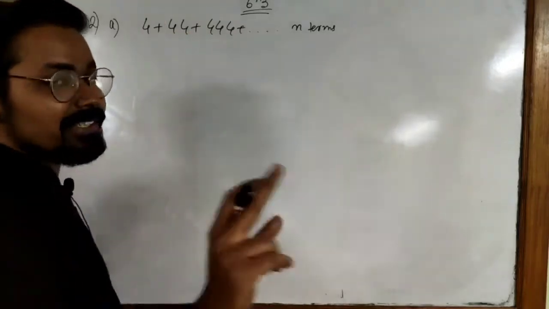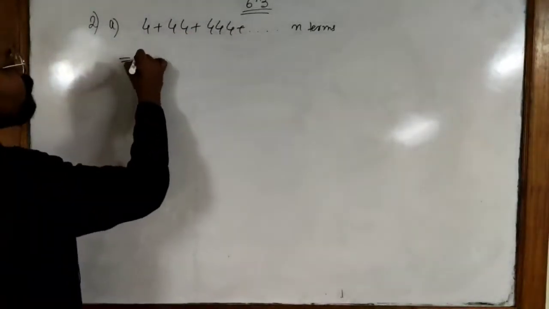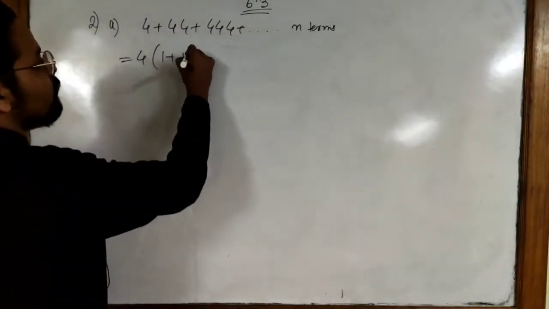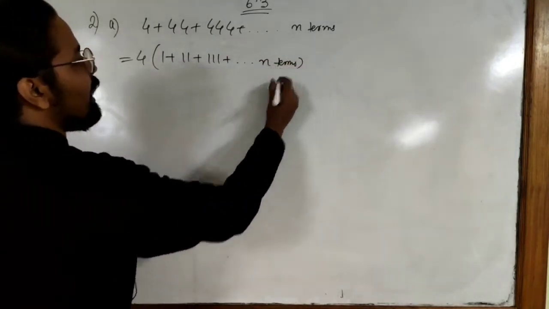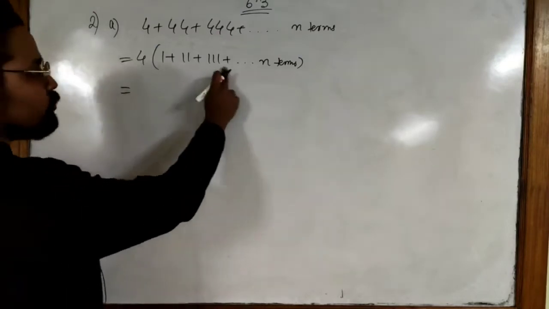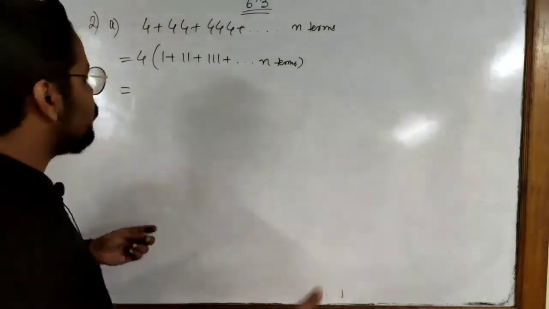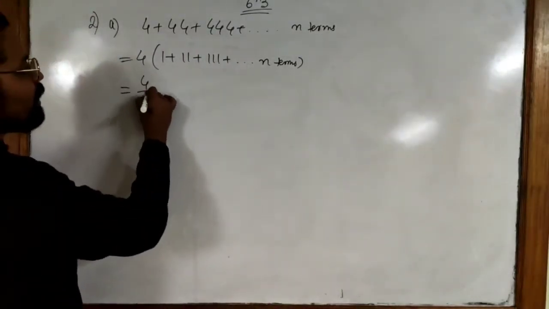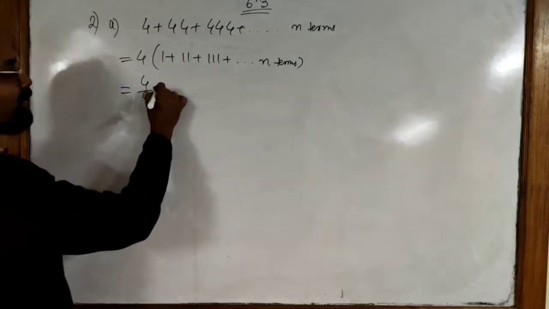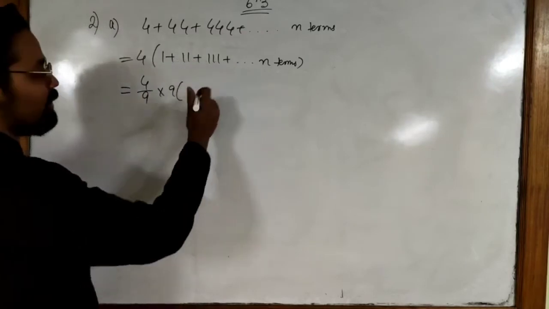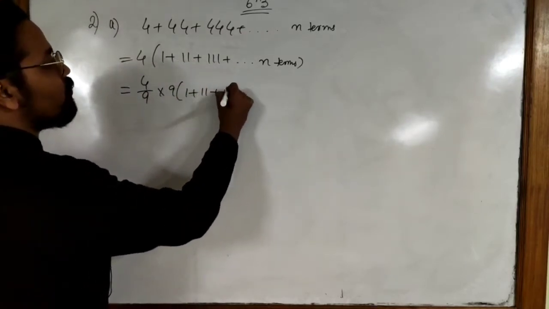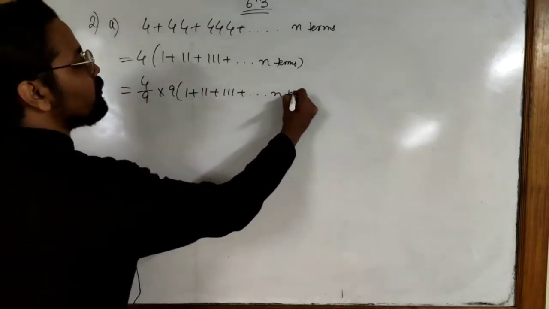We have to convert this into a GP. How do we do this? Let's take 4 common first. What do we get? 1 plus 11 plus 111 up to n terms. Now this is also not in AP or GP. So the next step we take is 4 by 9: we divide by 9 and we multiply the whole thing by 9 also. So the 9 cancels out and we get the same thing back. So it is 1, 11, 111 up to n terms.